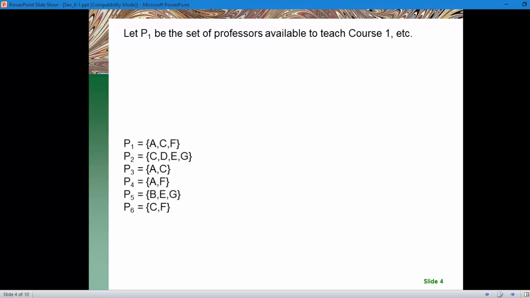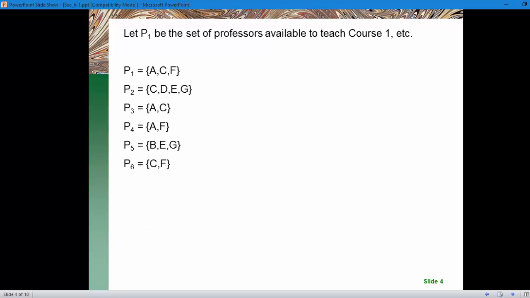Okay, now we're going to create sets of professors that are available to teach course 1, course 2, up to course number 6. So we create these sets: P1, with professors A, C, and F. P2, with C, D, E, and G. So these correspond to professors who are available to teach each course.